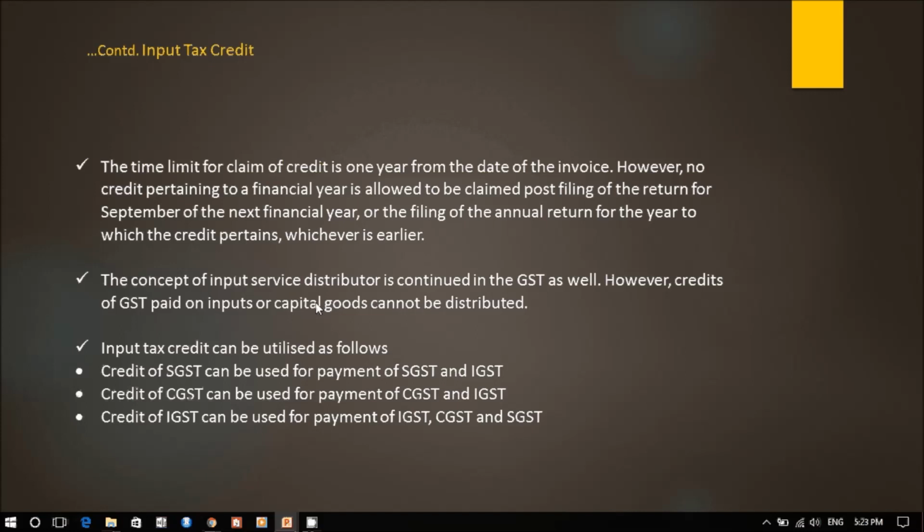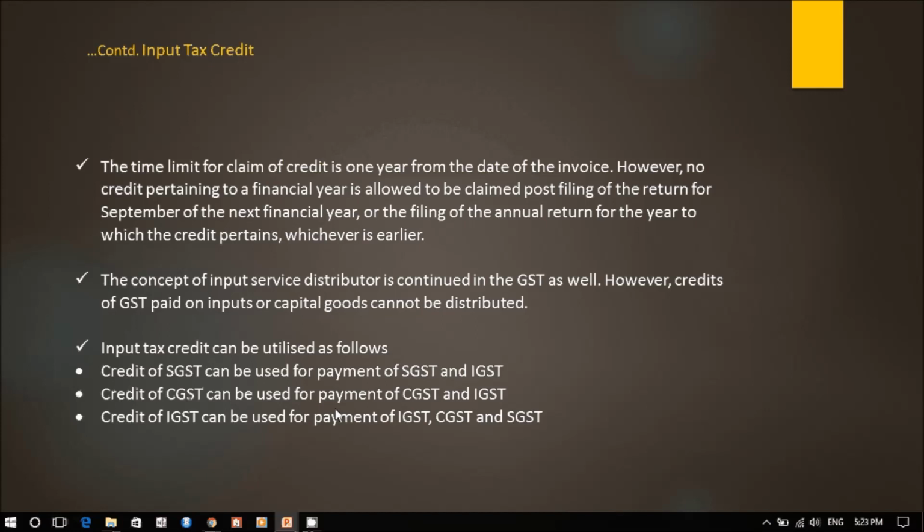Credit of IGST can be used for the payment of IGST, CGST and SGST. If we made the interstate purchase and on that purchase we paid 1000 rupees as IGST, we can take the credit of that IGST against the interstate sale as well as the intrastate sale, and we can claim the credit against the CGST, IGST, SGST, all three.